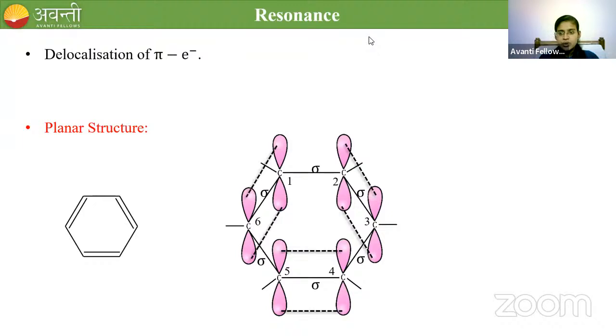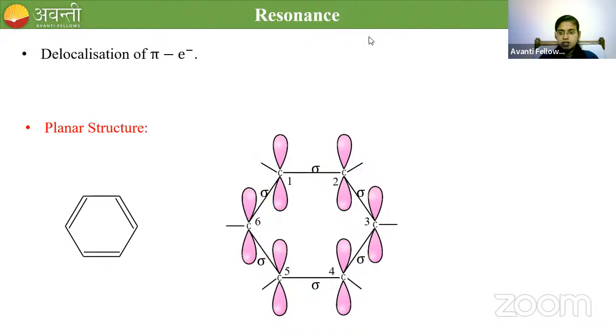As you can see, benzene has 6 sigma bonds: 1, 2, 3, 4, 5 and 6. We are not going to study those sigma bonds. We are going to learn about the pi bond. How many pi bonds do we have? This is one pi bond. Let me erase. And this is the other representation of the pi bond.